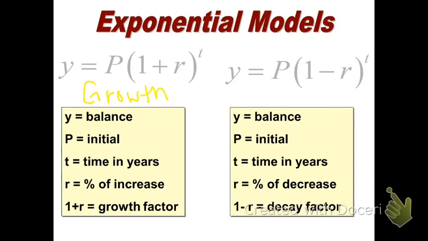It means your graph is going to be increasing. And over here you have decay. It means your graph is going to be decreasing, okay? So over here, make sure you pay attention, guys, to these variables.